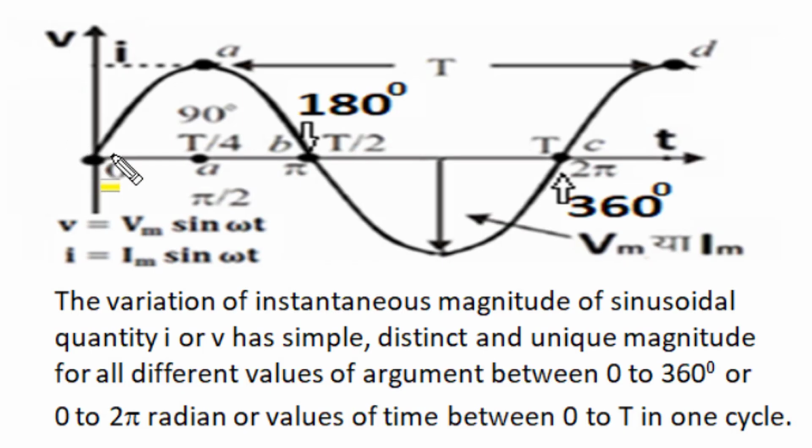We can say that the instantaneous magnitude of a sinusoidal wave, whether it is instantaneous current or instantaneous voltage, has a simple, unique, distinct, non-repetitive magnitude for all different values of time instant or angle position for this entire cycle of time period capital T, or angular measurement between 0 to 360 degree or 0 to 2 pi radian, during this one cycle variation.